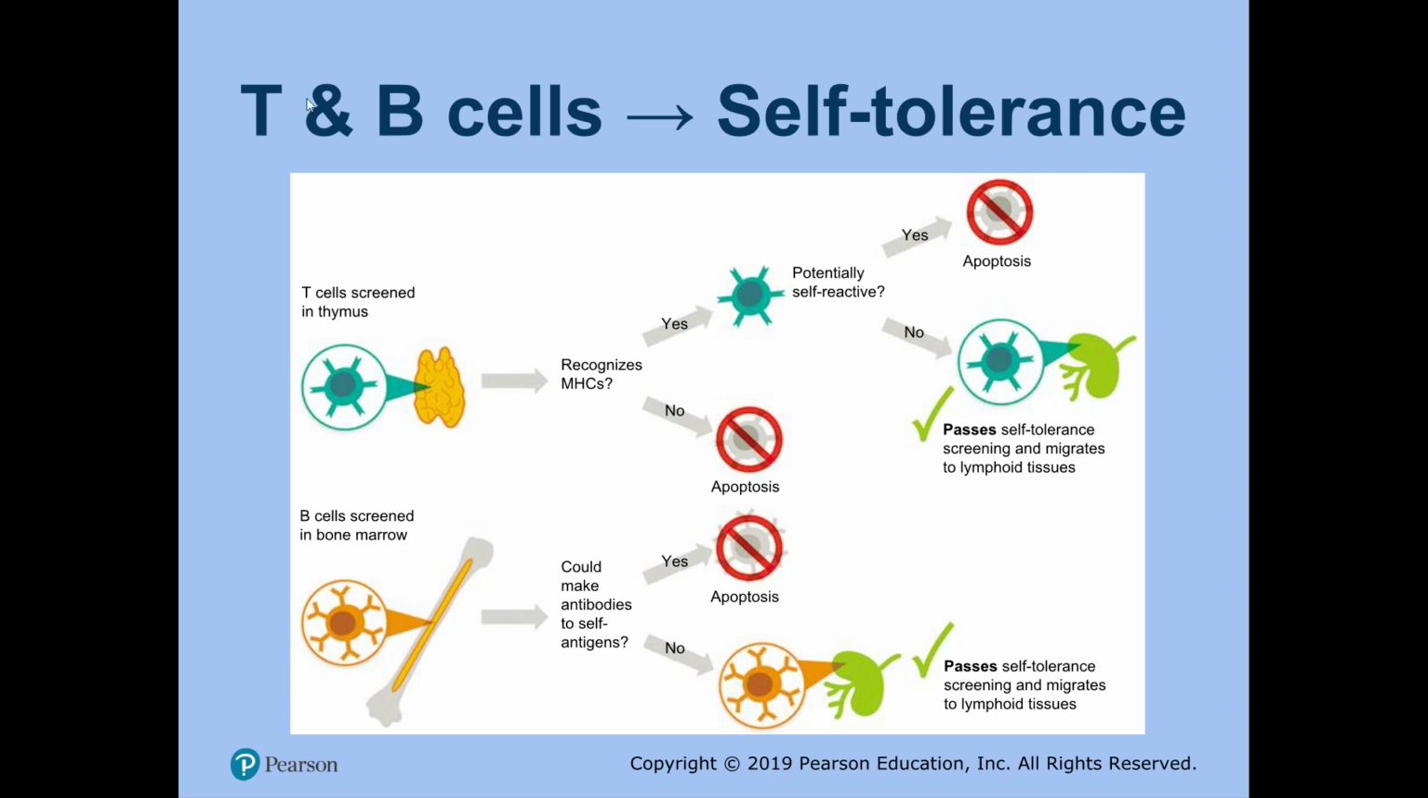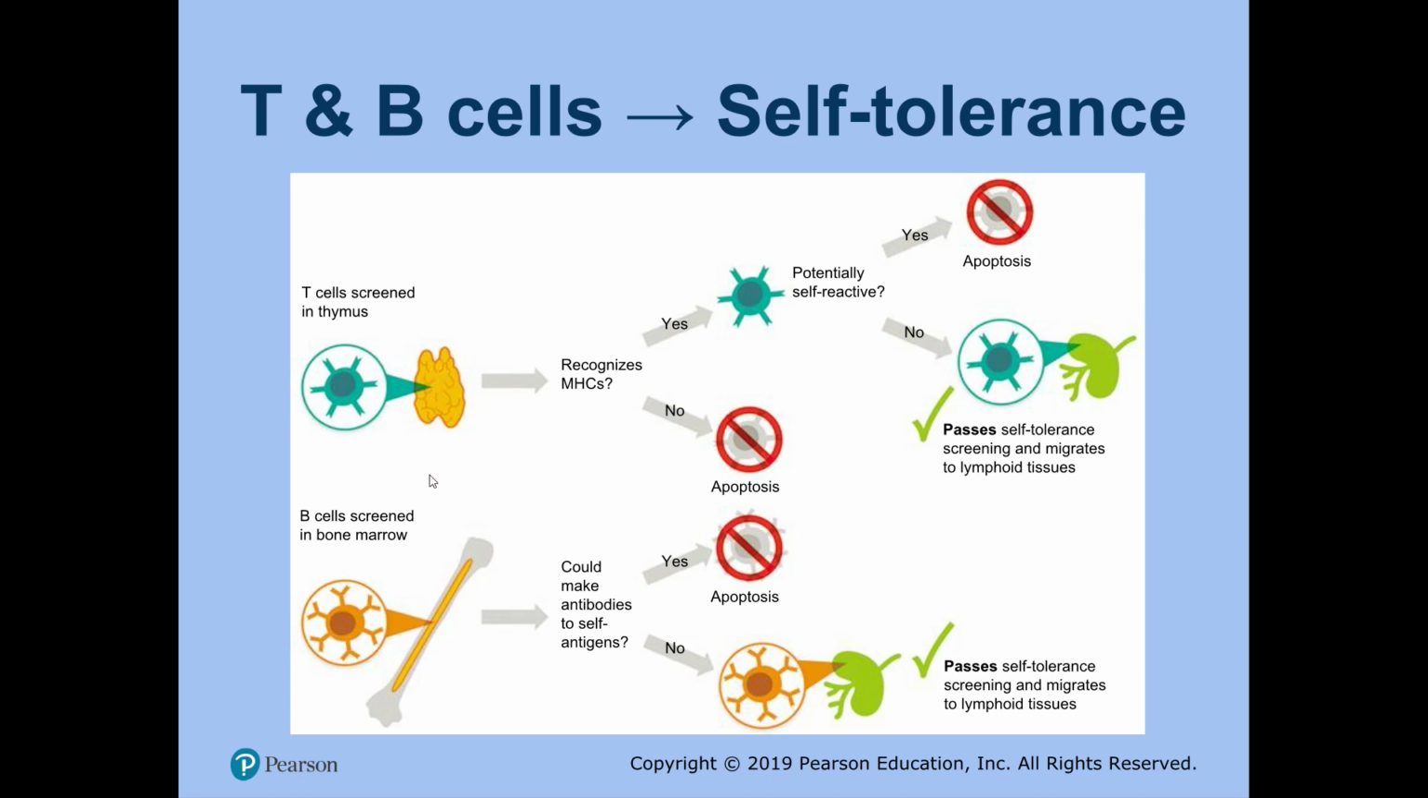Okay, more about the T and B cells. When they're made in our body, remember the T cells mature in the thymus, and the B cells mature in the bone marrow. Important to note that the T cells don't originate in the thymus. The T cells originate in the bone marrow, but then they travel to the thymus to mature.